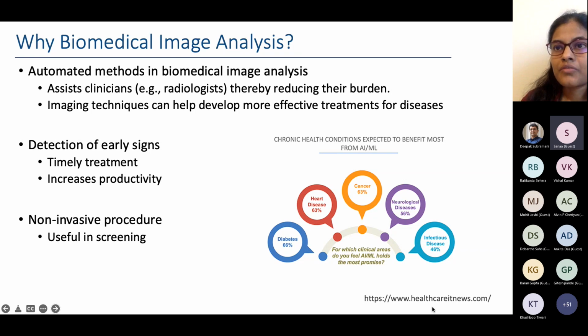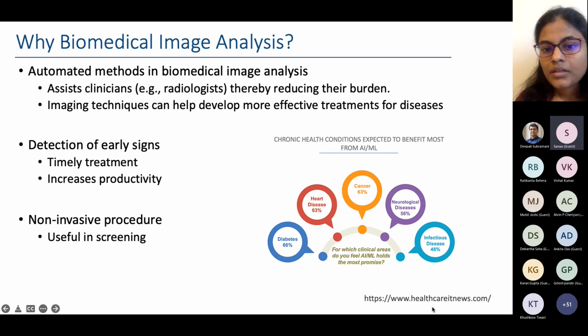The main advantage of medical imaging procedures is that most of them are non-invasive in nature, meaning that we don't have to do a surgical operation or any intervention to get the images. Most of them can be obtained without any surgery. That is really useful in periodical screening, which could again lead to early diagnosis and timely treatment, which increases the productivity of the overall healthcare pipeline.